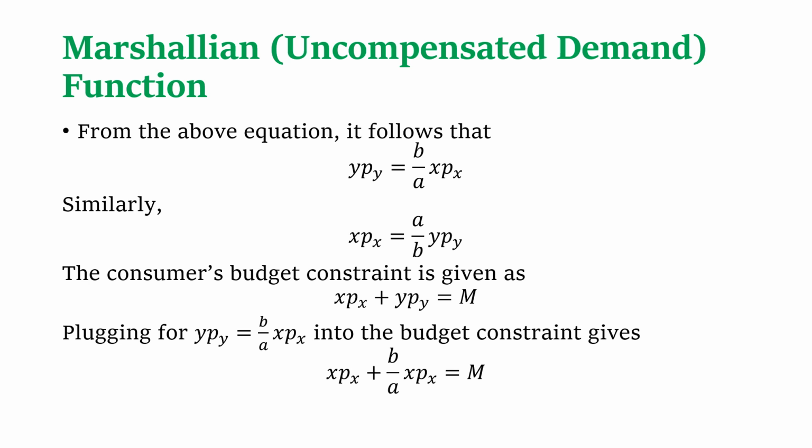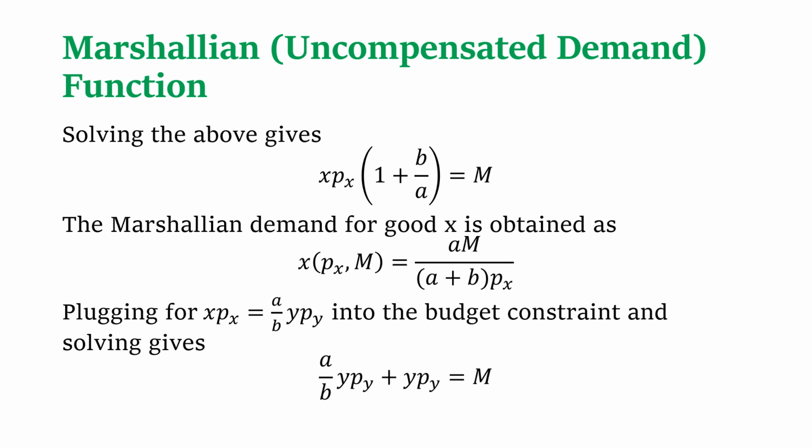Have you seen? Simple. So now we substitute, or we plug in for ypy into the budget constraint to find the Marshallian demand for good x. If we plug in for ypy into the budget constraint, instead of having ypy here, we're going to have b over a xpx. And then we have xpx here. But xpx is common, right? So we factorize. Once we factorize, we're going to have xpx out of the bracket times 1 plus b over a, which is equal to m.